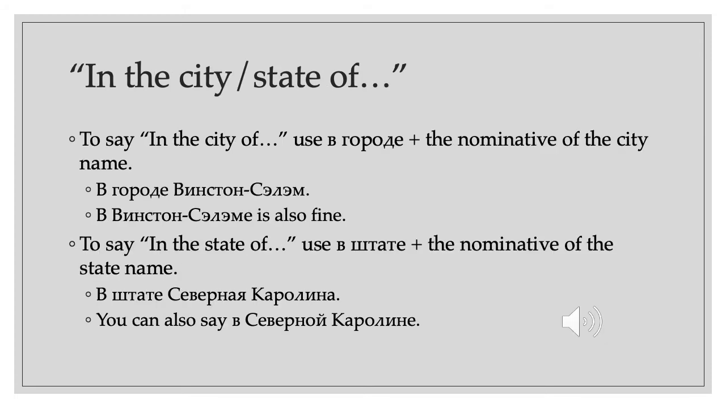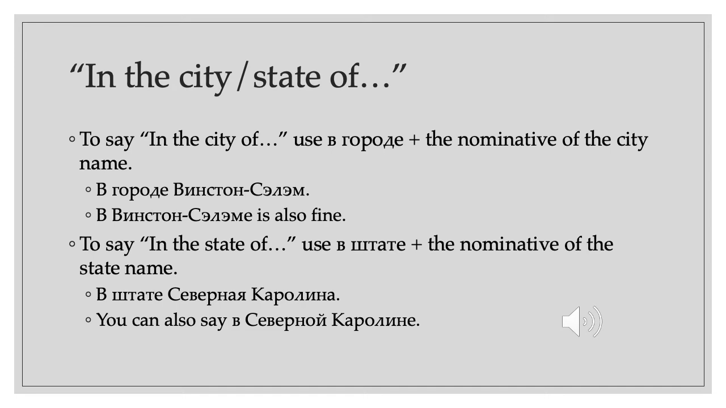Let's say you wanted to say, I live in the city of Winston-Salem, or I live in the state of North Carolina. You can do that in Russian very easily. If you want to say in the city of, we would say в городе, in the city, and then the nominative form of the city name. So в городе Winston-Salem, in the city of Winston-Salem. You could also say в Winston-Salemе, in Winston-Salem. Either is fine.